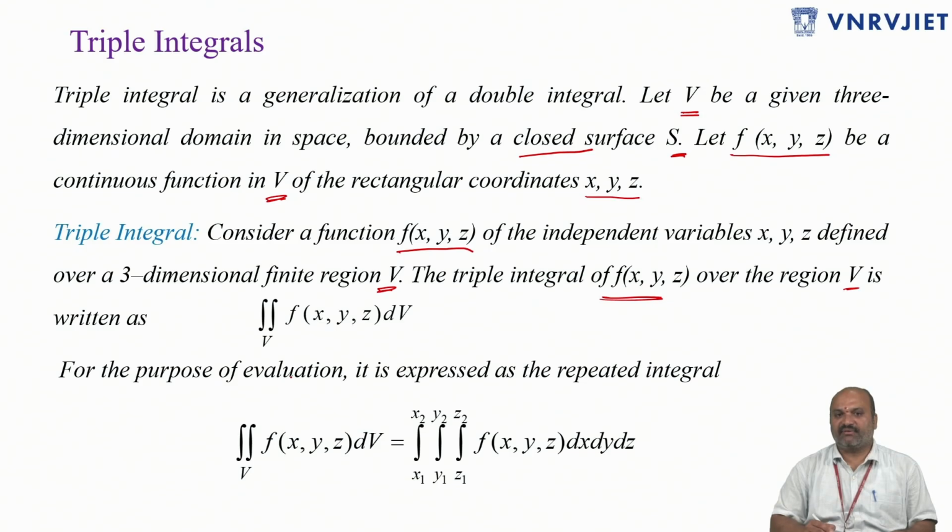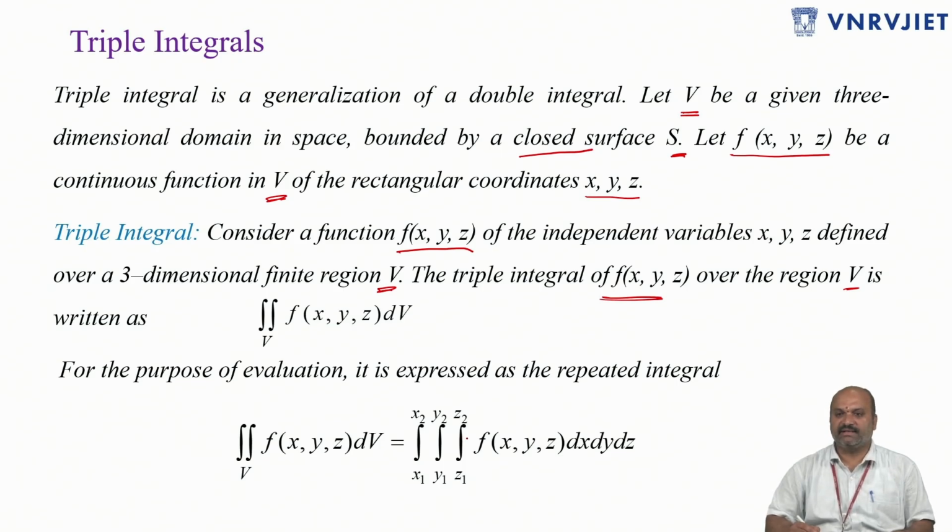For the purpose of evaluation, we write this triple integral in the form: integral x1 to x2, integral y1 to y2, integral z1 to z2, f of x, y, z dx dy dz. Here x1, x2, y1, y2, z1, z2 may be constants or functions of other variables. Generally z limits are expressed in terms of x and y, y limits in terms of x, and x limits are constants. It need not be like that only. You can have x in terms of y and z, y in terms of z, and z limits may be constants. But at least one of the variable limits, either x or y or z, must be constants.